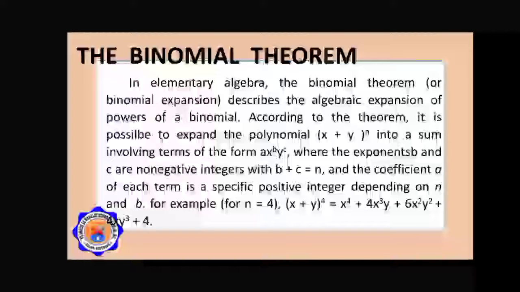According to the theorem, it is possible to expand the polynomial (x + y) raised to n into a sum involving terms of the form ax^b y^c, where the exponents b and c are non-negative integers with b + c equal to n, and the coefficient a of each term is a specific positive integer depending on n and b.